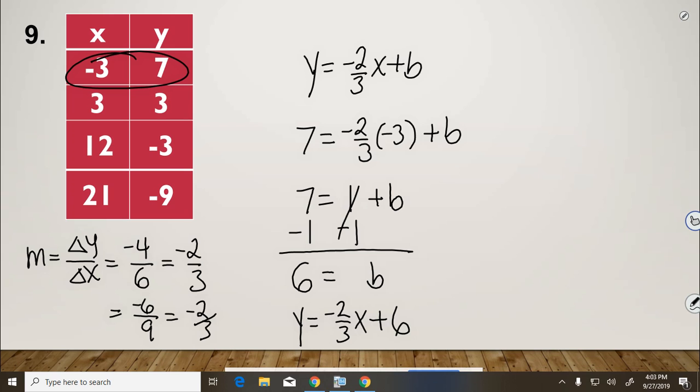And we could do some math to make sure we've got it right. If we were to do negative 3 times negative 2/3, we would get positive 2, and positive 2 plus 6 is not 7, so we did something wrong. Where did we go wrong? I see it. All right, so this happens every once in a while.